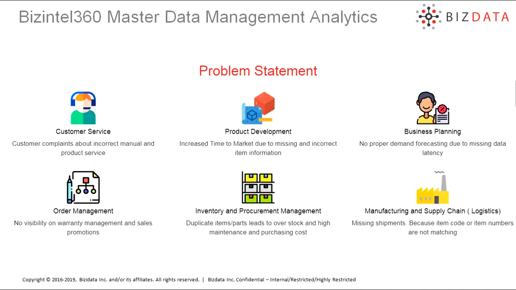Let's see some of the common product data management problems. The most common problems are customer complaints about incorrect manuals and product service, delayed product launches due to missing and incorrect item information, poor demand forecasting, lost visibility for product promotions by the sales team, duplicate items causing overstock, maintenance, and increased purchasing cost, and the most repetitive one is missing shipments. Bizintel360 helps you to give visibility and identify the root cause of such problems.